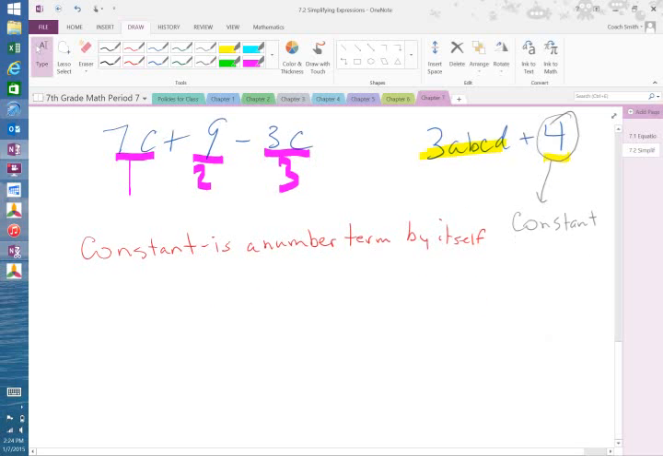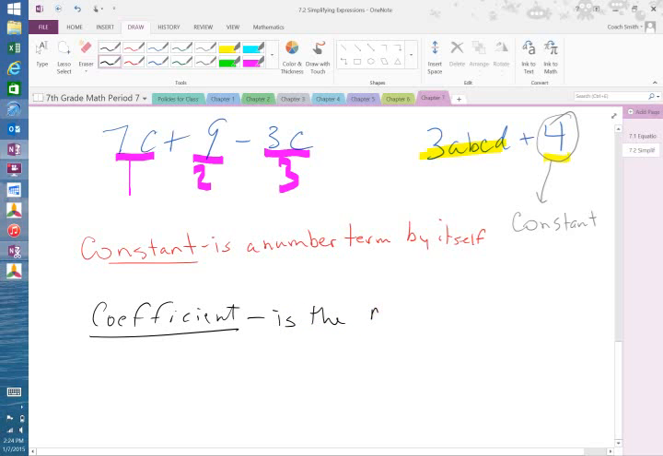Okay? So 3, any number by itself, is a constant. Let's look at the next word. The next word starts with a C as well, but it's called coefficient. Coefficient is the number, also called the constant, in front or multiplied by a variable.